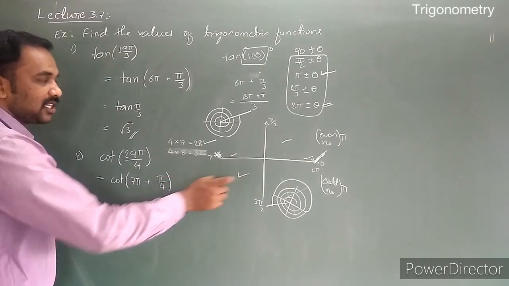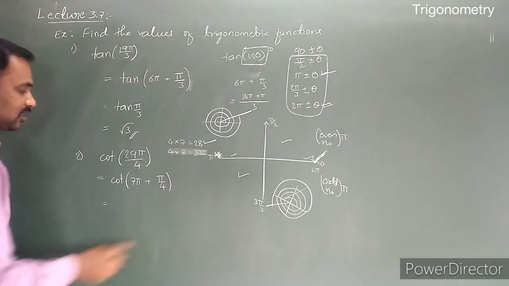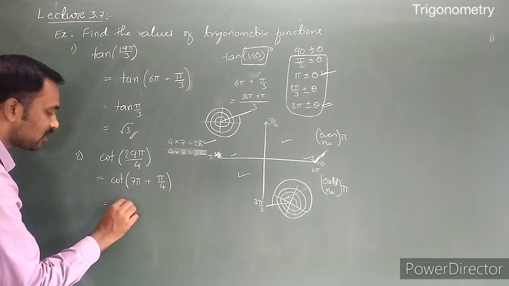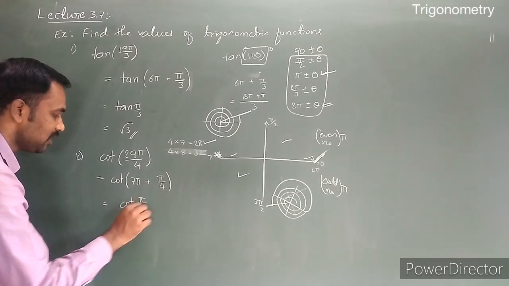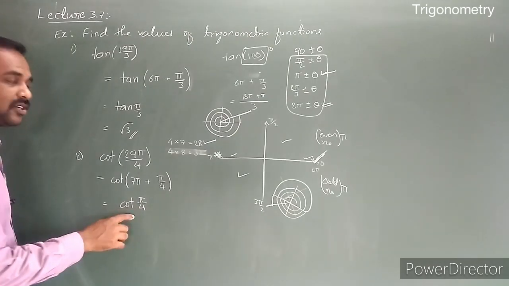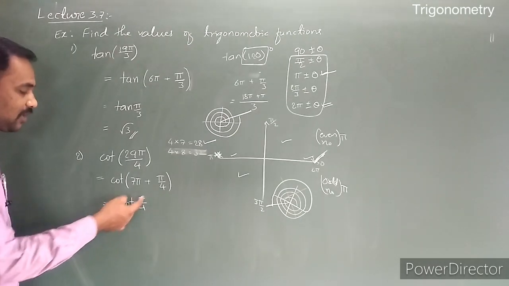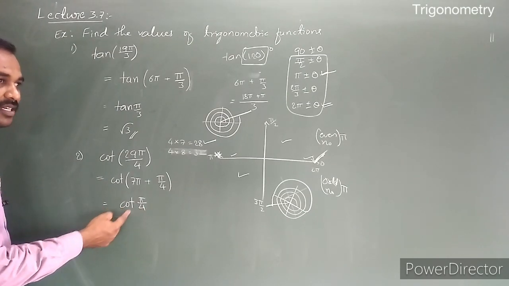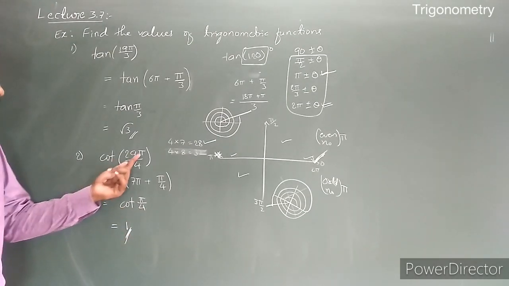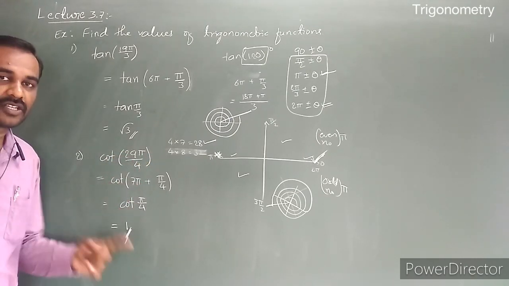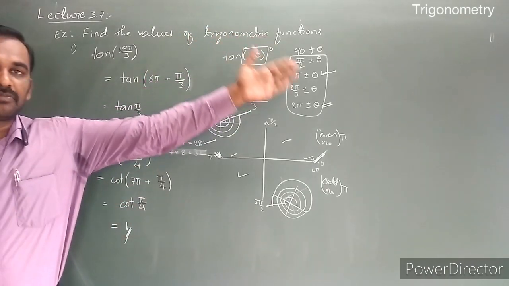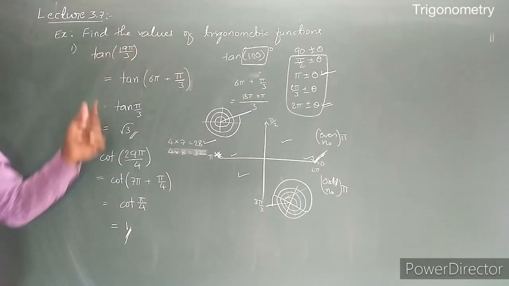Here plus means third quadrant. In the third quadrant, is cot positive or negative? Cot is positive. In the 180 form, cot remains cot. Cot of pi by 4. What is the cot of pi by 4? Pi by 4 is nothing but 40 pi, cot 40 pi is 1, tan 40 pi is also 1. So the cot of 29 pi by 4 value is equal to 1.